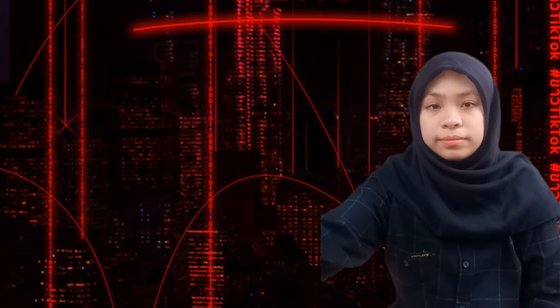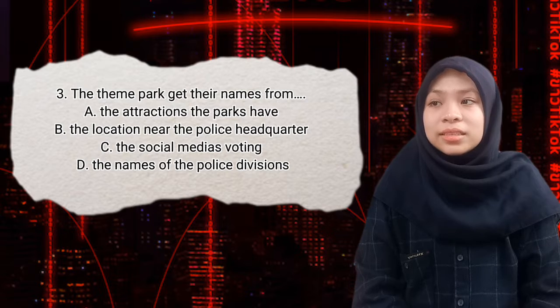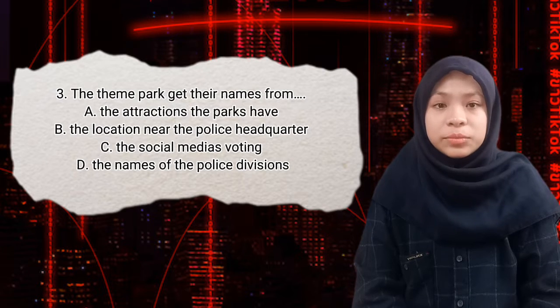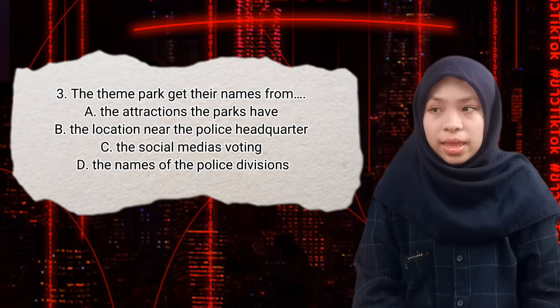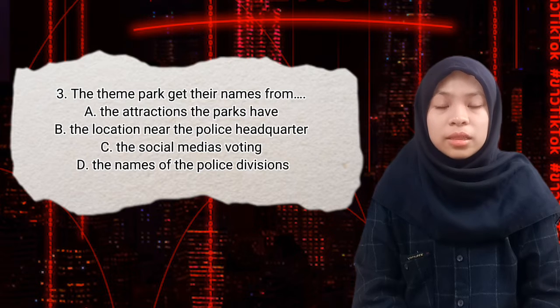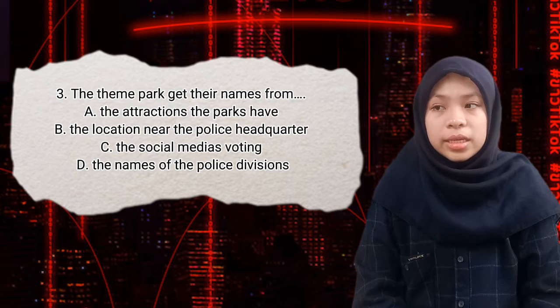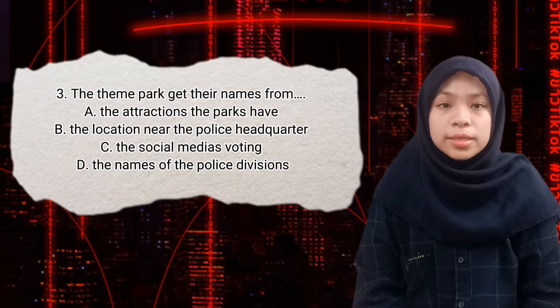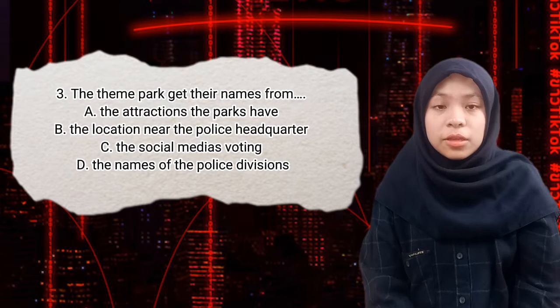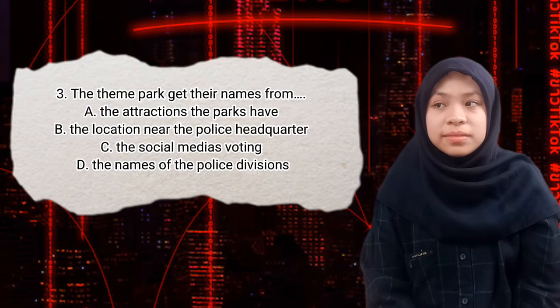The question: the theme park gets its name from A. The attraction the park has, B. The location near the police headquarters, C. The social media's voting, and D. The names of the police divisions. What is the answer?